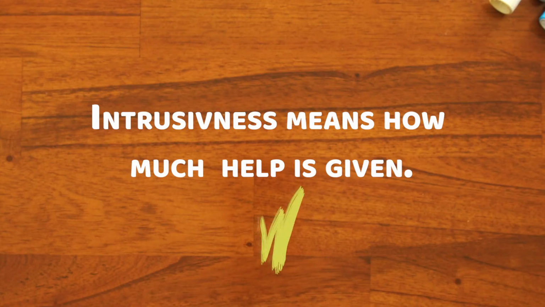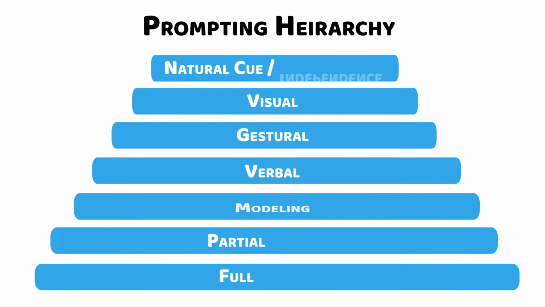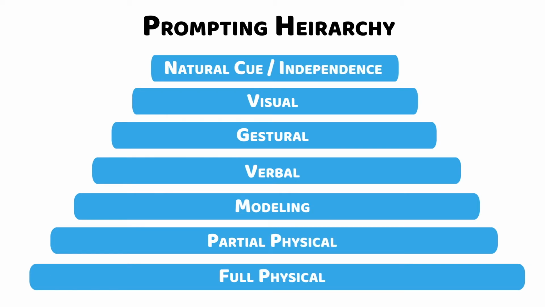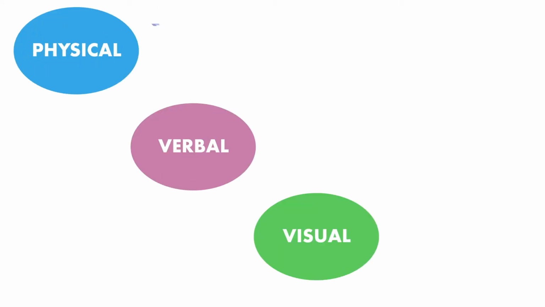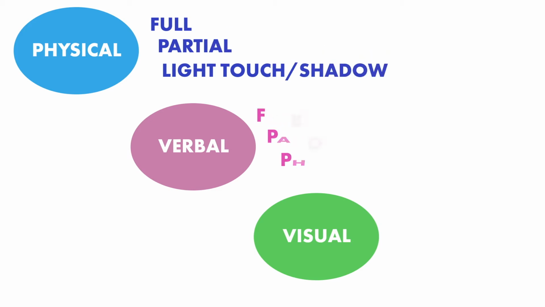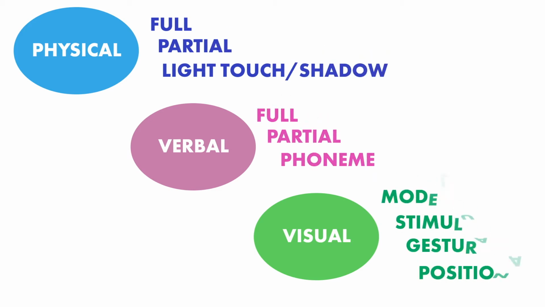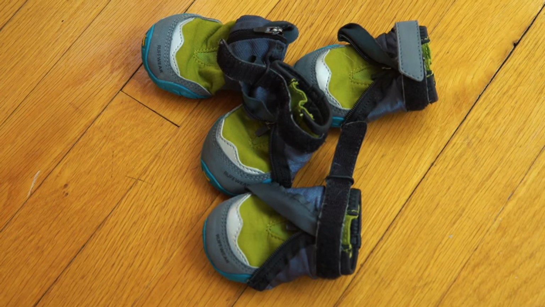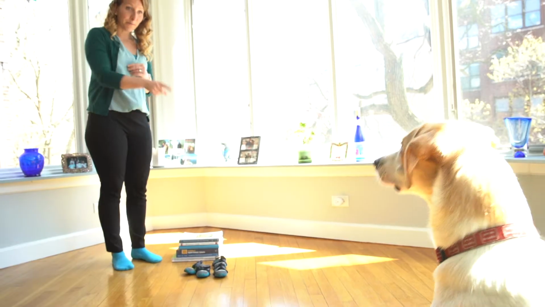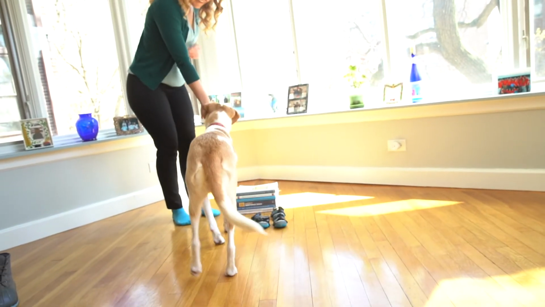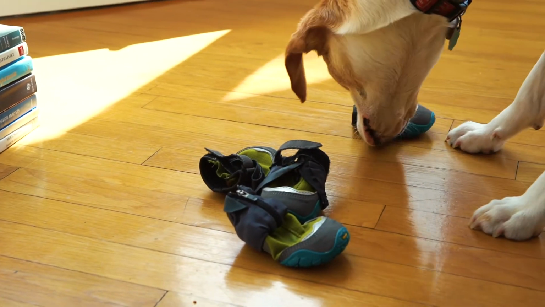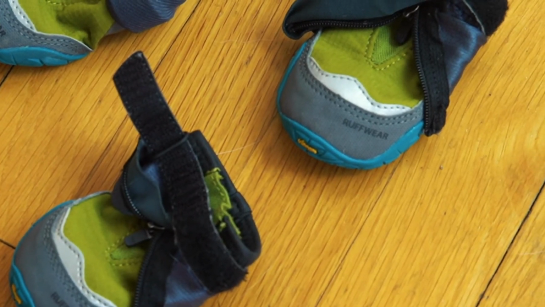The intrusiveness of a prompt is how much help it is providing for the student. This continuum may look slightly different depending on the individual as well as the skill. I am going to show you what two different prompting hierarchies, from most intrusive to least intrusive, might look like for two different skills. Putting on shoes is a skill that requires motor movements. So a most intrusive to least intrusive prompting hierarchy may look like the following.